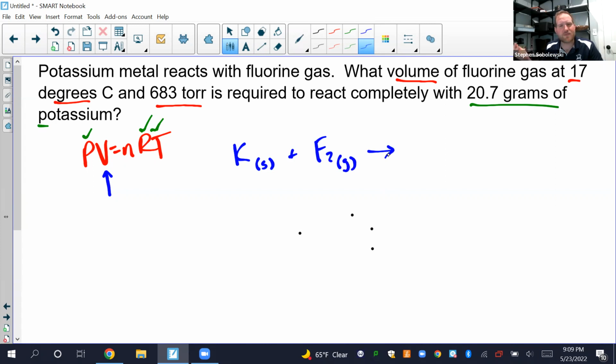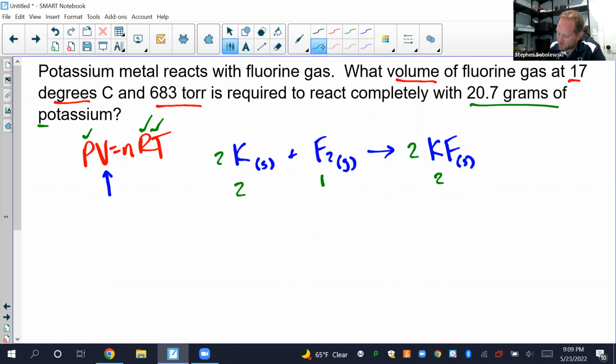Sorry, I was expecting this to be a single replacement. It looks like it's going to be a synthesis. So let's assume these come together and form potassium fluoride, which would be aqueous. I guess that would be solid if there's no water involved. The state's not important here. Okay, so we balance this with a 2 here and a 2 there, giving us a 2:1:2 mole ratio.